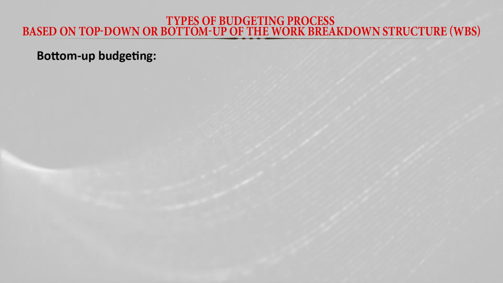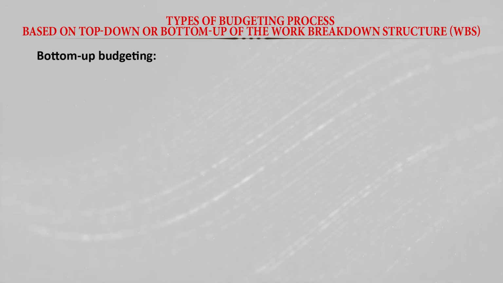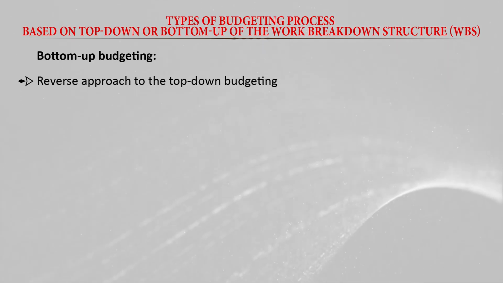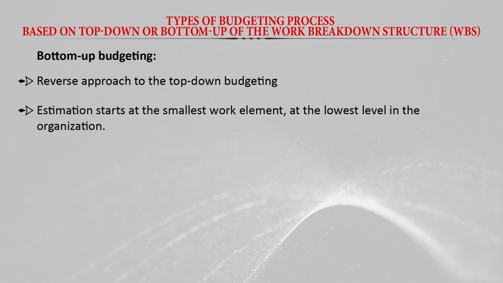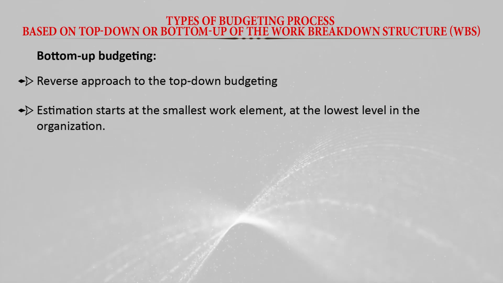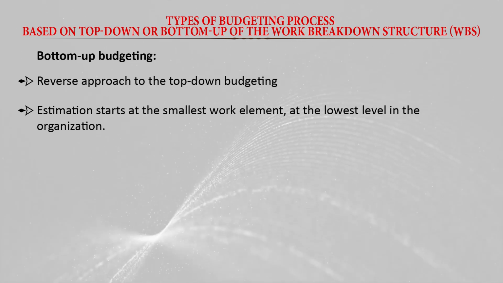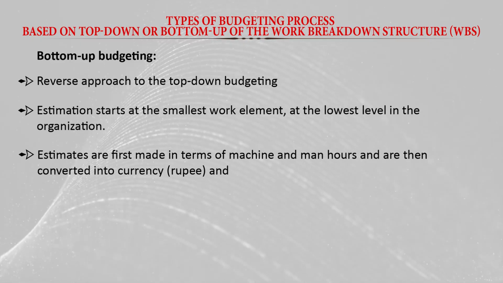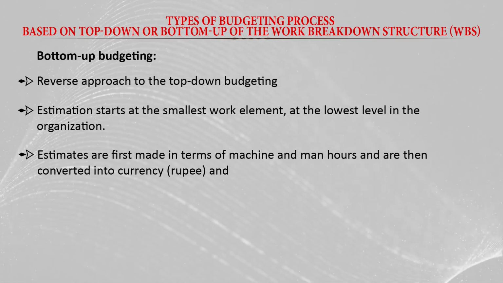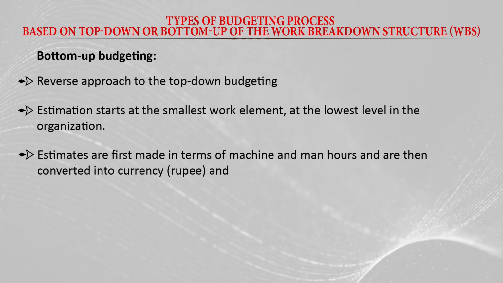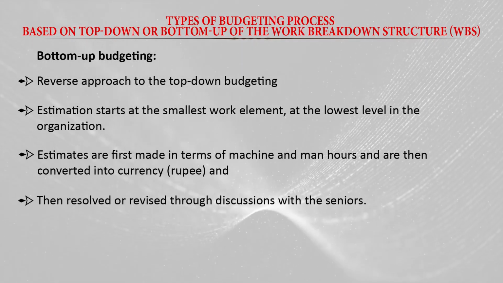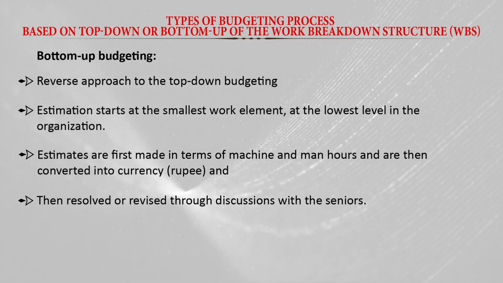Then we have bottom-up budgeting. This is the reverse of the top-down approach. Estimation starts at the smallest work element at the grassroots level, the lowest level in the organization, and estimates are first made in terms of machine hours or man-hours and are then converted into currency, rupees in India, and then resolved or revised through discussion with seniors.